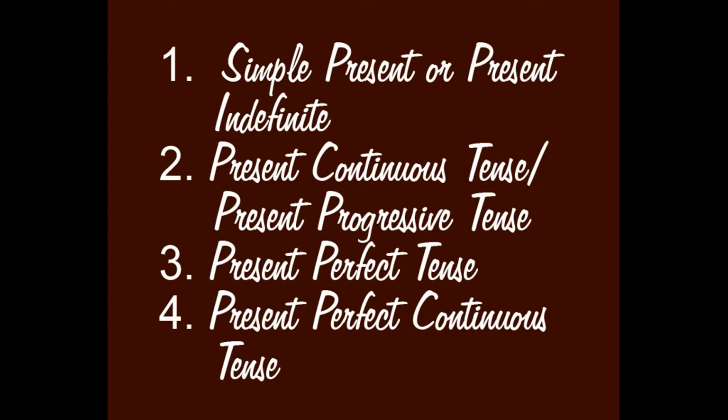The different types of present tense are: number 1, simple present or present indefinite. Number 2, present continuous tense or present progressive tense. Number 3, present perfect tense. Number 4, present perfect continuous tense.